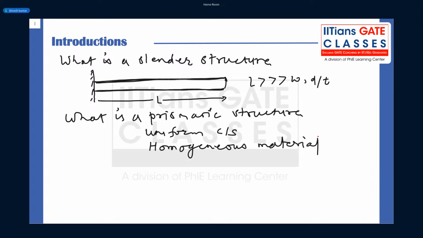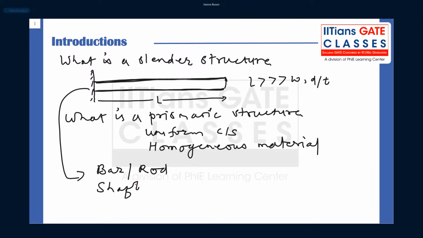Now guys, tell me further. You guys understood what is a slender structure? Now, this slender structure is known as bar or rod when, and the same slender structure is known as shaft when, or this same slender structure is known as beam. Because in today's class we are going to discuss shear force bending moment diagram. And for what kind of structure do we draw shear force bending moment diagram, guys? Mohit, can you tell?